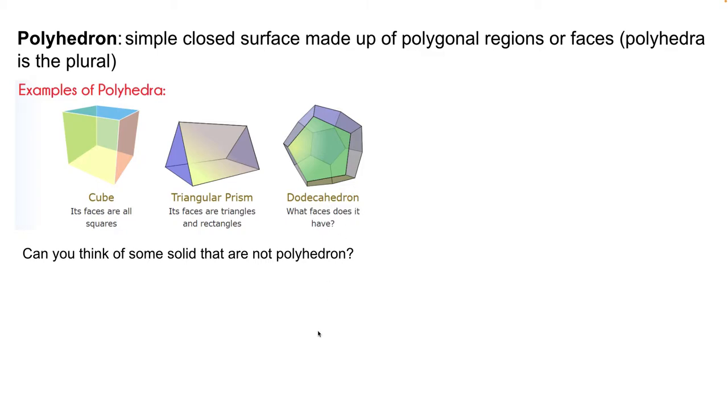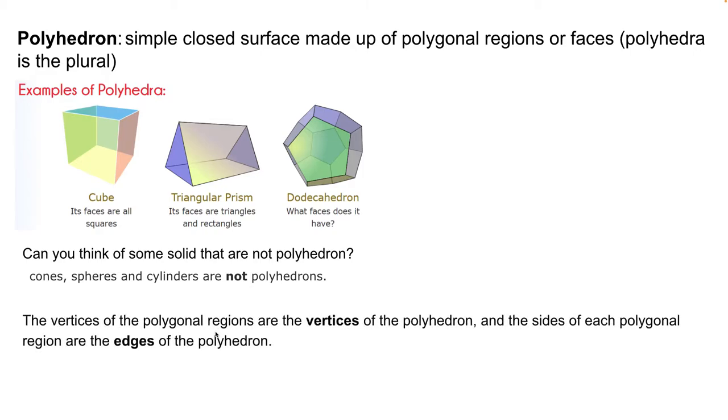I want you to think about some solids that are not polyhedron, which means it is not a simple closed surface made up of polygonal regions or faces. So think about those that have circles or have no flat polygonal regions or faces, like cones, spheres, cylinders. They are not polyhedron because their faces are not polygonal, right?